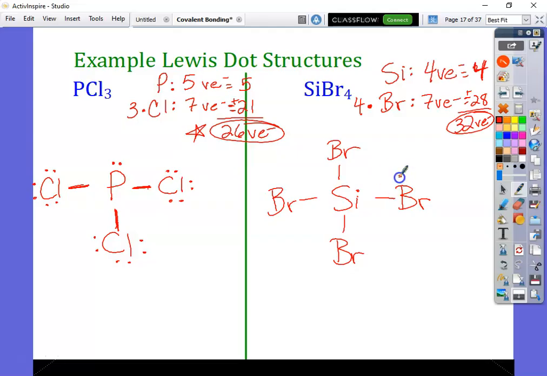Now we're going to start putting those other electrons in lone pairs around our bromines. So 2, 4, 6, 8, 10, 12, 14, 16, 18, 20, 22, 24, 26, 28, 30, 32. So I've used 32 electrons. Each bromine has 8 in the form of 1 bonded pair and 3 lone pairs, and my silicon has 4 bonded pairs, so it has its 8 electrons. We haven't used any more or less than our 32 that we needed to use, so this is a good Lewis structure.